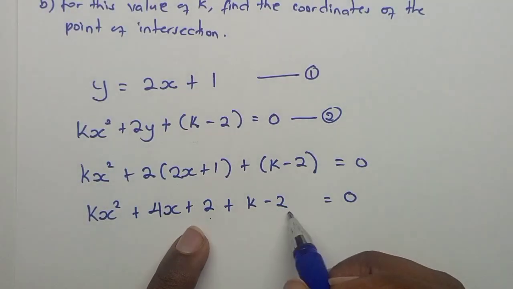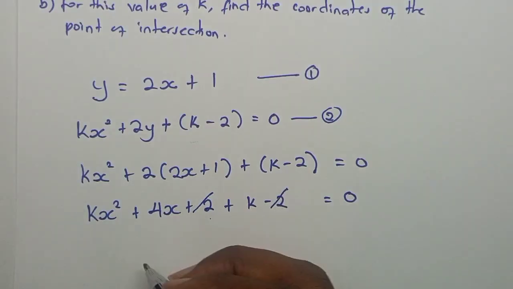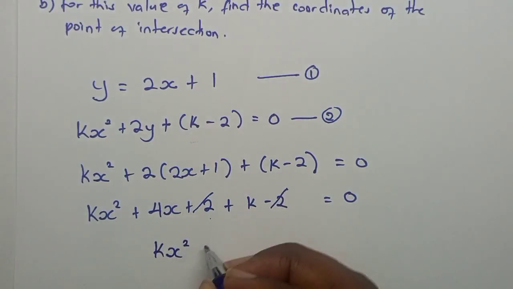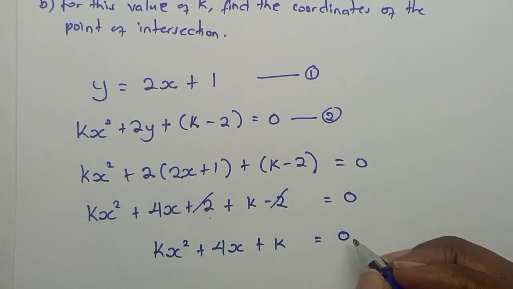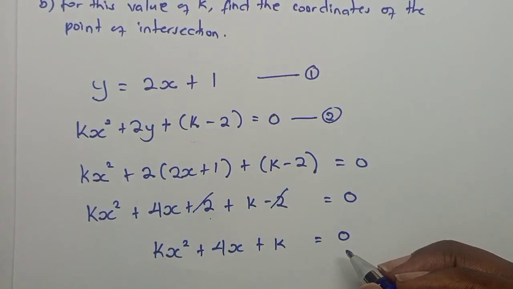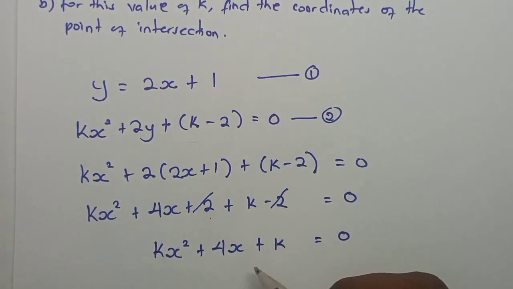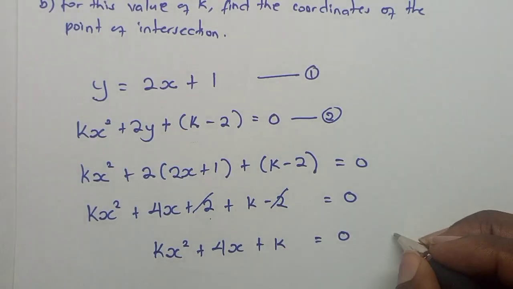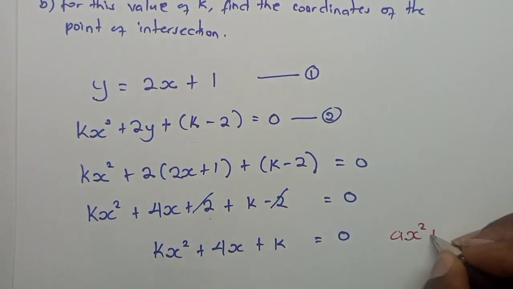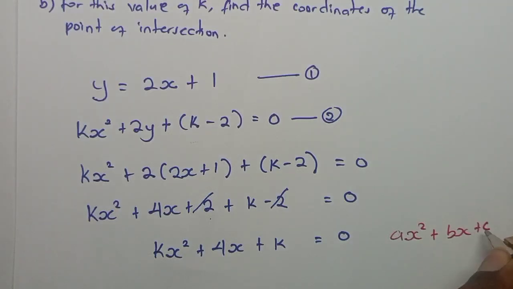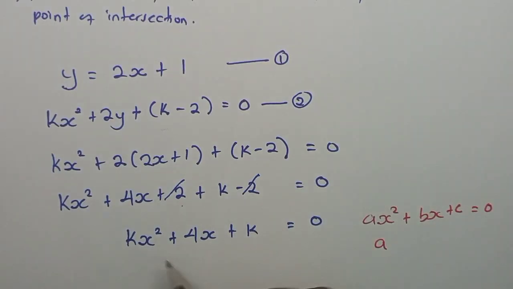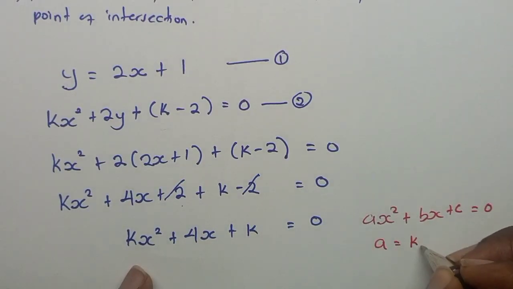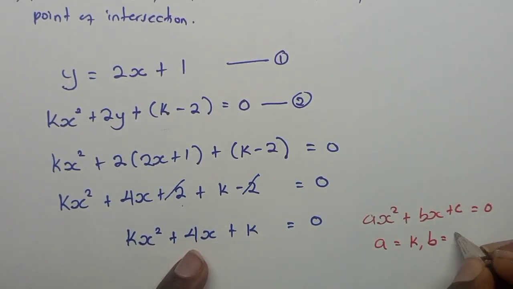So here we have plus 2 and we have minus 2, so this cancels with this. We are left with kx squared plus 4x plus k is equal to 0. We realize that this resulting quadratic equation is in the form ax squared plus bx plus c is equal to 0, where in this case a is k, b is 4, and c is k.